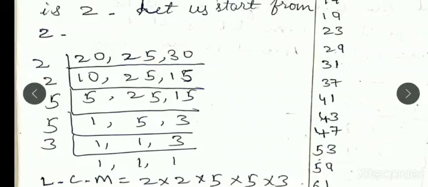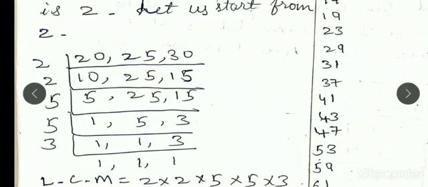If I start dividing, I can divide 20 by 2. That is, 2 tens are 20, so I will write 10 under the 20. Now I have to divide 25 by 2. I cannot divide 25 by 2 because 25 cannot be divided by 2. That's why I will write 25 as it is. And I can divide 30 by 2. That's why I will write 2 15s are 30, so I will write 15 under 30.